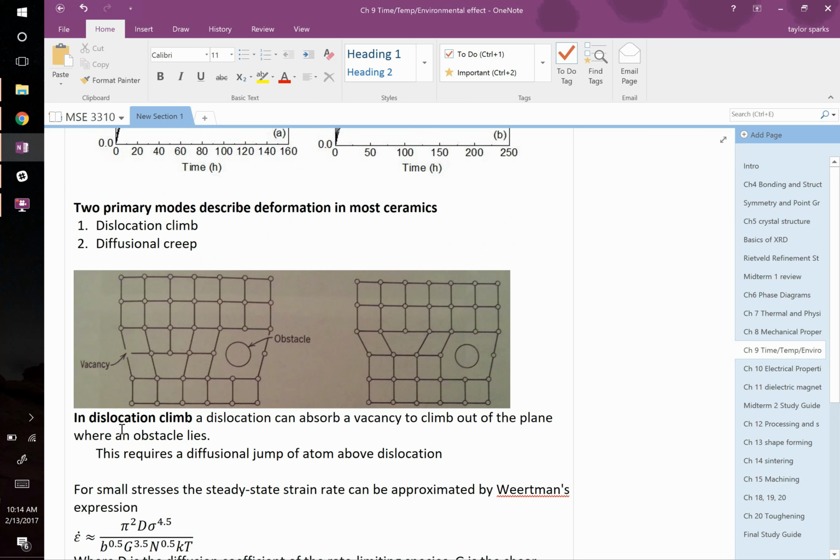But it can't, because this obstacle's in the way, it's got a stress field associated with it, and so this thing can't get past it. So one thing it can do is absorb a vacancy, an empty spot right here, by this atom hopping over there, and in doing so you essentially move the dislocation up a level. So vacancies can get absorbed, and you can move your dislocation.